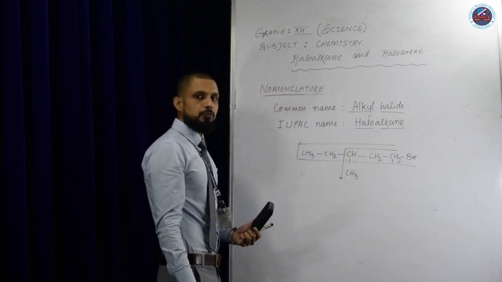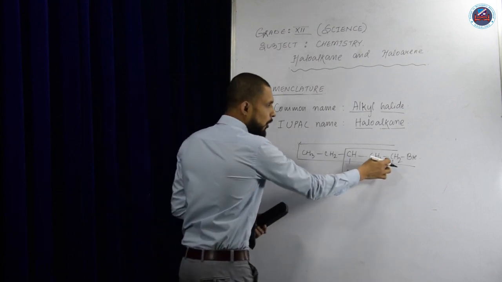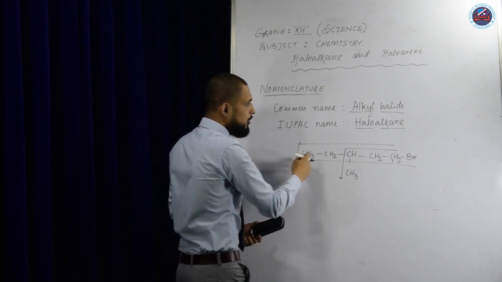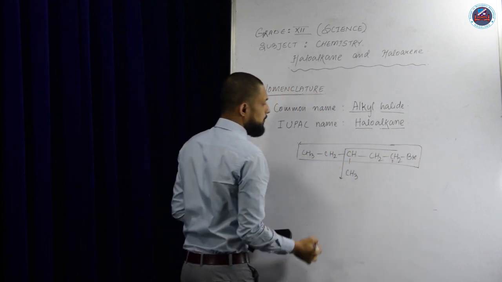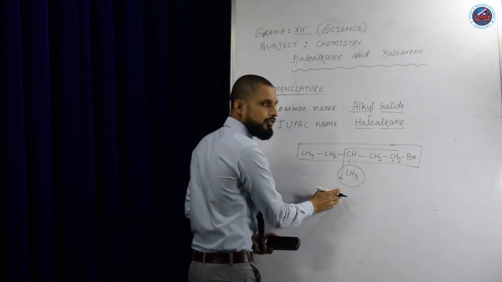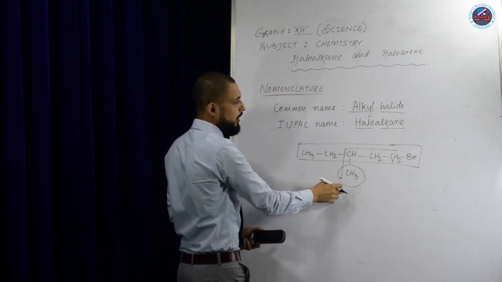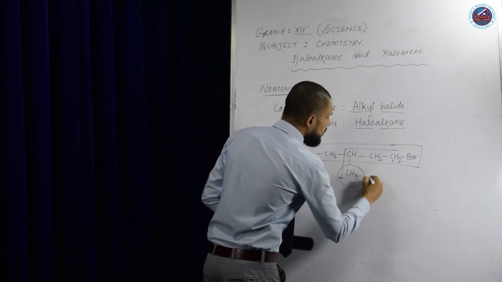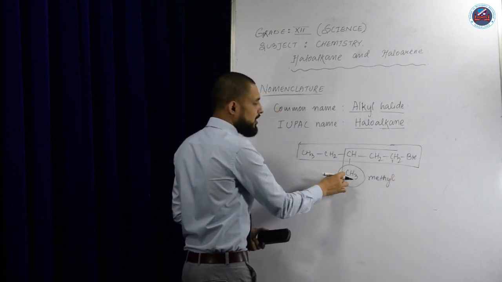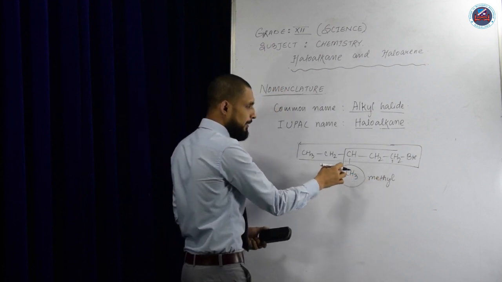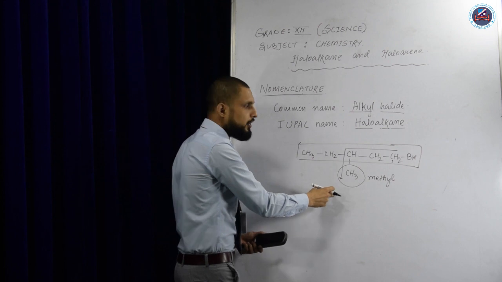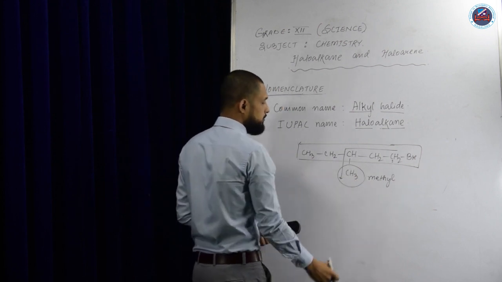So which is the longest possible chain? The longest possible chain has 5 carbons. So this is the longest possible chain. That means CH3 here will act as a substituent. So what will be the name of this substituent? It is methyl, since you have 1 carbon. If you have 2 carbons in the substituent, it is ethyl. If it is 3 carbons, it is propyl, and so on.